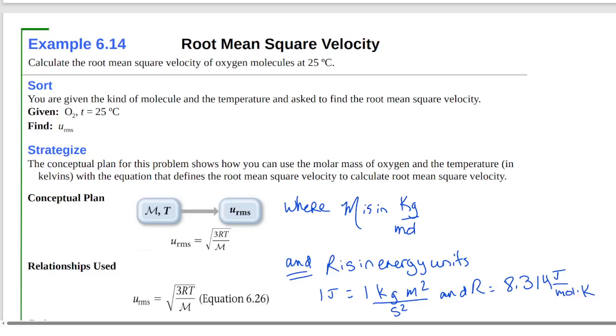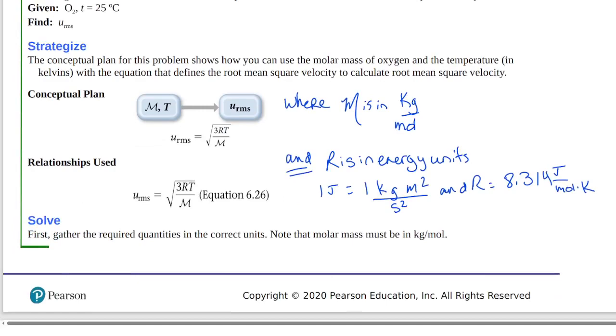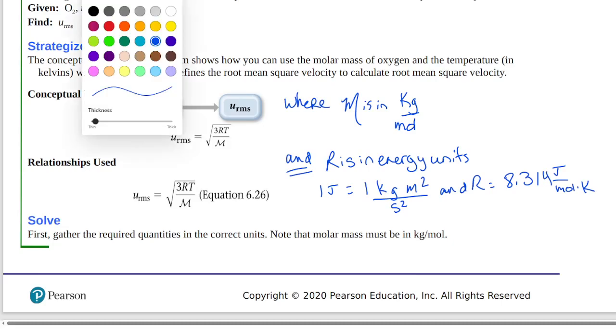Next we'll work example 6.14, which deals with root mean square velocity. So we have the equation where we can calculate the root mean square velocity of a gas as the square root of 3RT over the molar mass. And the molar mass of the gas has to be given in kilograms per mole, so that's the difference here.